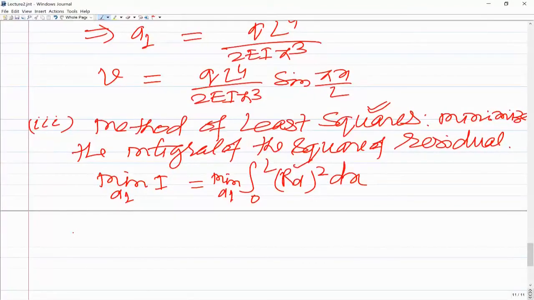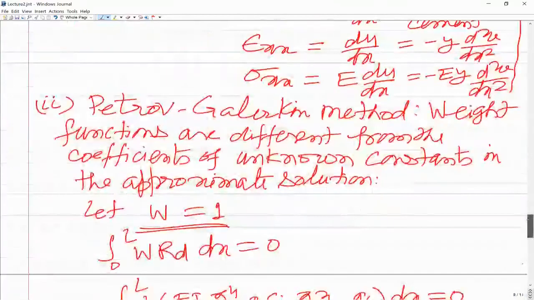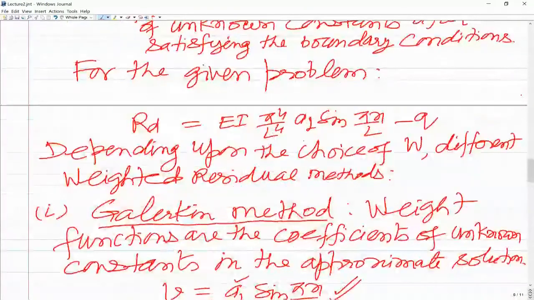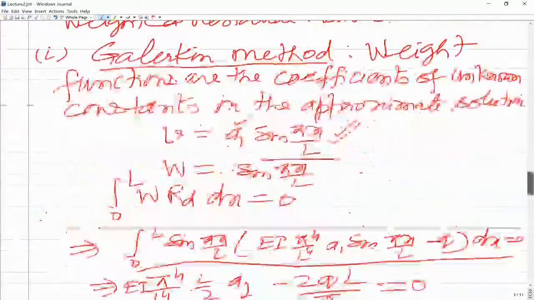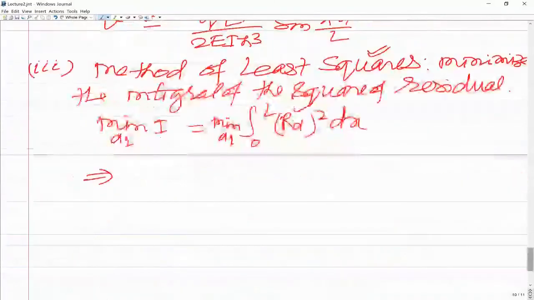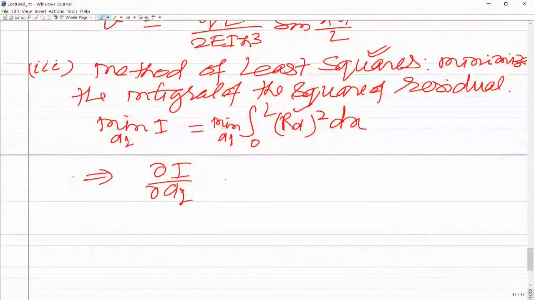So we do the same thing here. Now if there are more constants, these will be partial derivatives. In this case, if you look at the expression for Rd, it is a function of only the constant a1. We square it and then integrate with respect to x. Finally it would be a function of a1. So we are minimizing this integral of Rd squared dx with respect to a1. So we will get del I by del a1. Actually no, in this case it's a total derivative equal to 0.